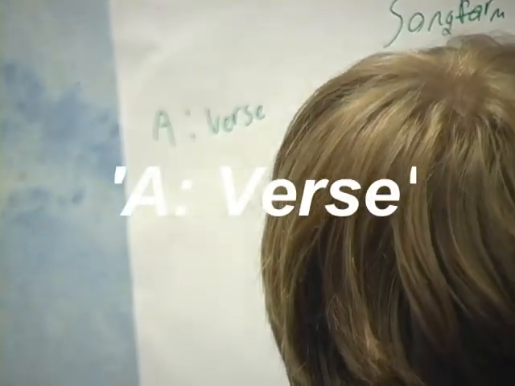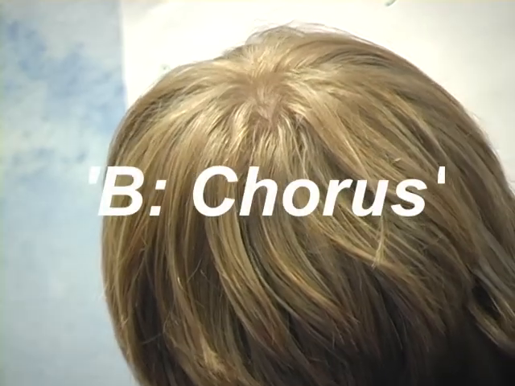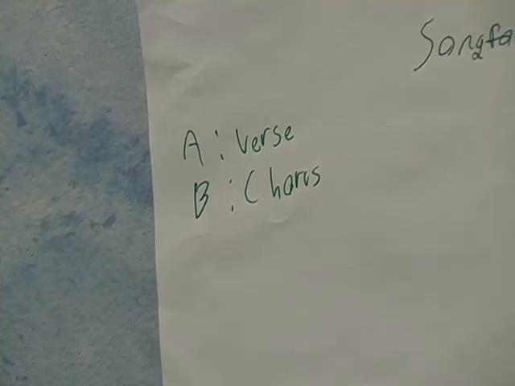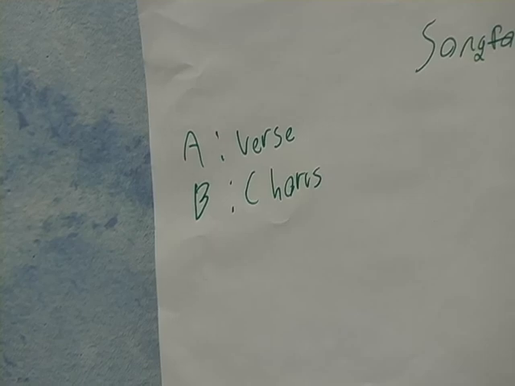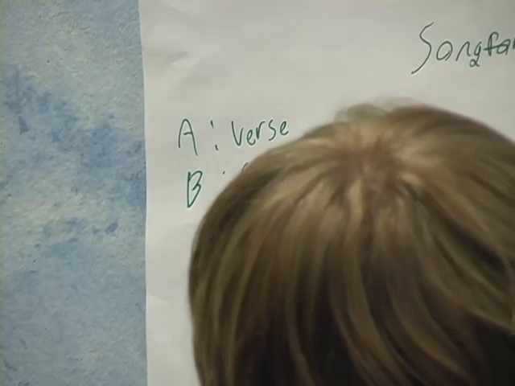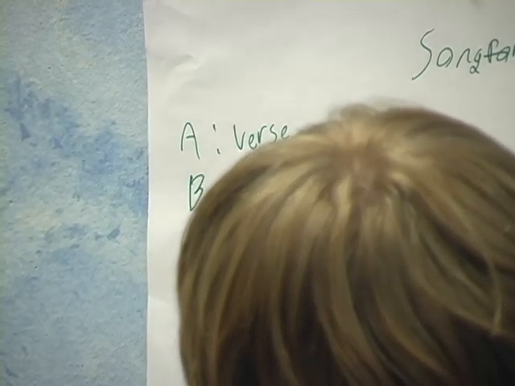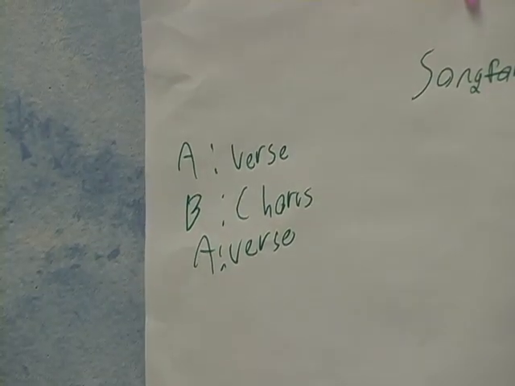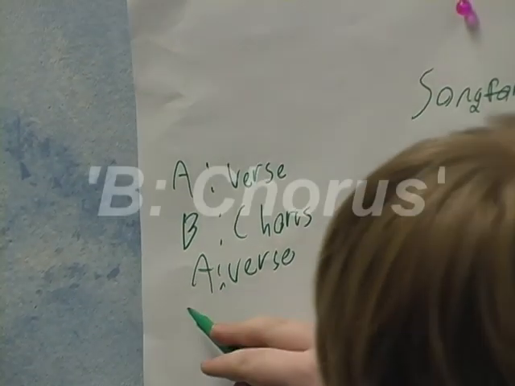All right, now write B, and we're going to write chorus. And then if we wanted to come back to the verse, you'd write A again under that, which is going back to the A section. Let's do that. Under chorus, write A, verse. Then we're probably going to go right back to the chorus, so right under that, B, chorus.